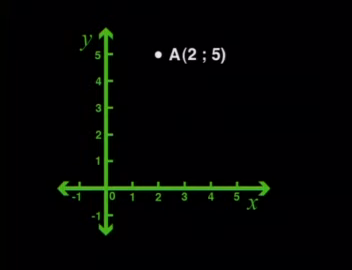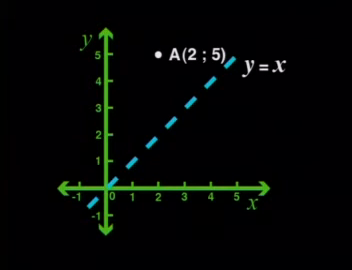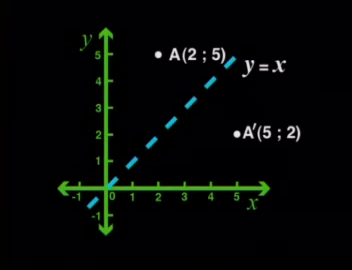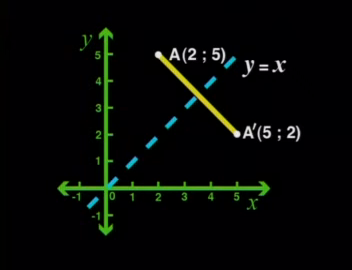Here is a point A, 2, 5. We can find the reflection of this point about the line y equals x. We can swap the x and y values around to find the coordinates of A prime. So A prime must be the point 5, 2. Now let me draw a line from point A to point A prime. In a previous lesson, we saw that the line AA prime will be perpendicular to the line y equals x. What I want to do now is find the gradients of these two lines.